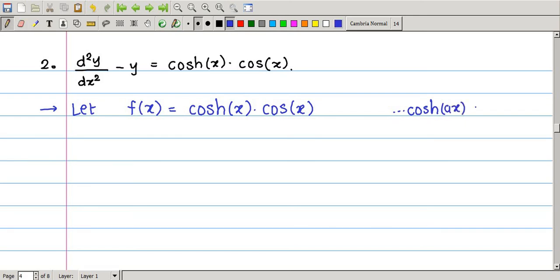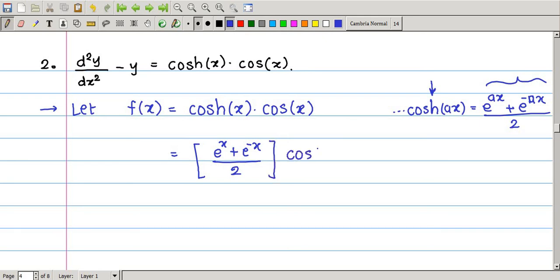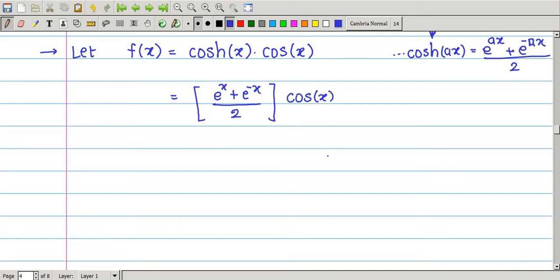Cos hyperbolic ax is equal to e raised to ax plus e raised to minus ax upon 2. This is the relation between hyperbolic function and exponential function. So we use this formula here. So we get e raised to x plus e raised to minus x upon 2 into cos x. If we take 1 upon 2 outside, we have the product of exponential function with trigonometric function, e raised to x into cos x, plus e raised to minus x into cos x.